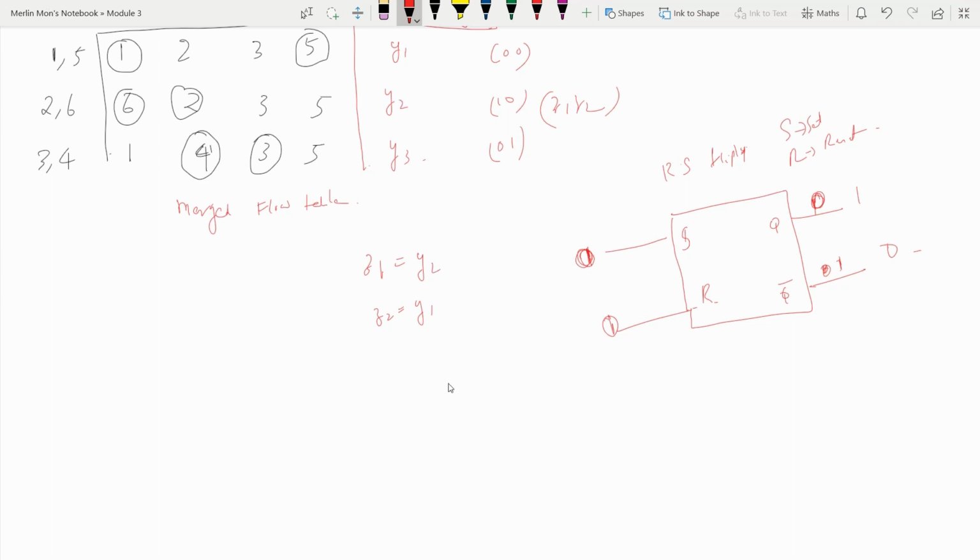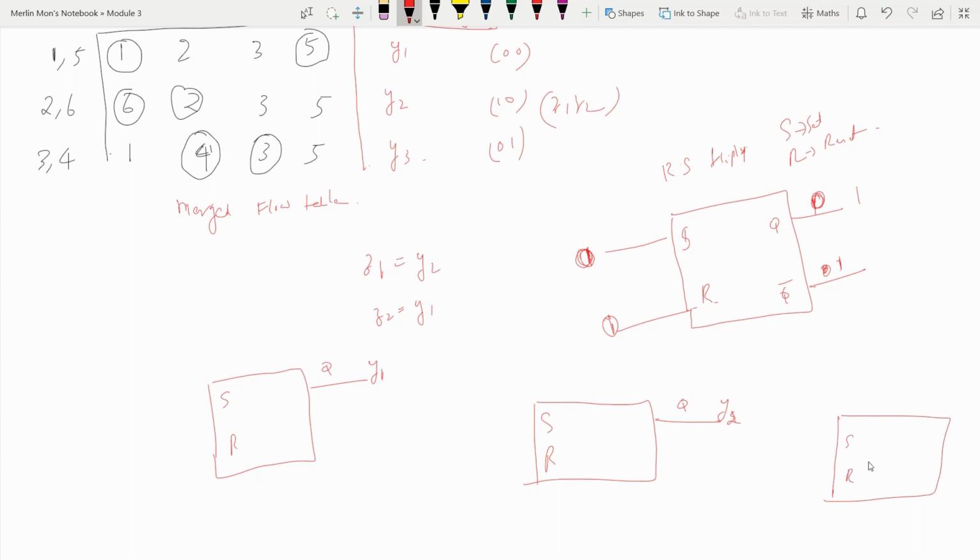row we will assign a flip-flop like this. This will be S R, Q. So this will be Y1. Similarly, there will be one more flip-flop, S R. This will be Y2, and there will be one more S R. Okay, this will be Y3.